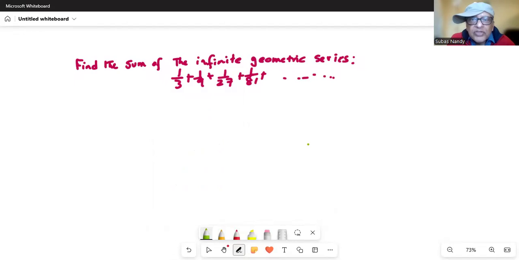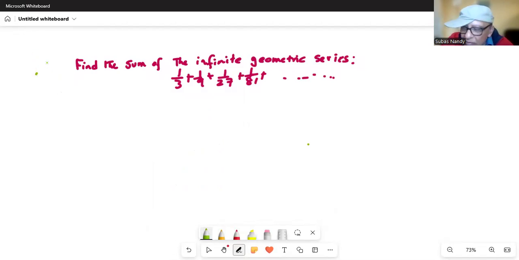The question says, find the sum of the infinite geometric series: 1/3 plus 1/9 plus 1 over 27 plus 1 over 81 plus dash dash dash, continue to infinity. So we have to find out what is the first term. We all see the first term.